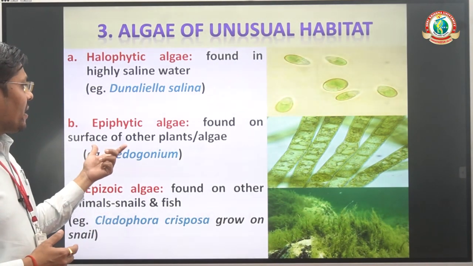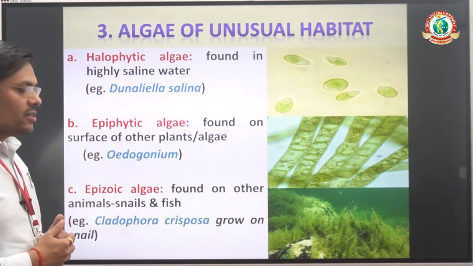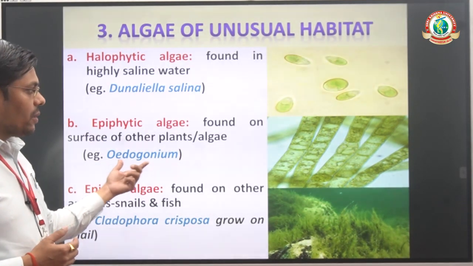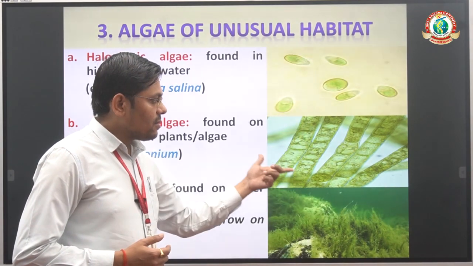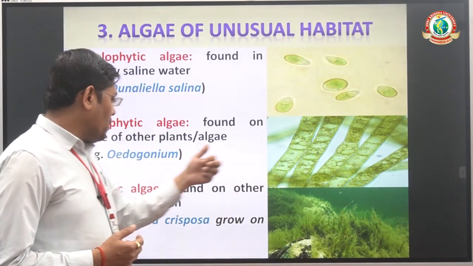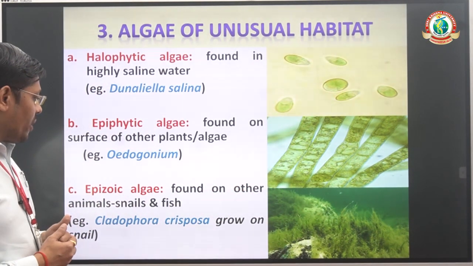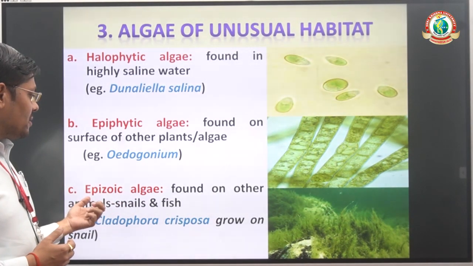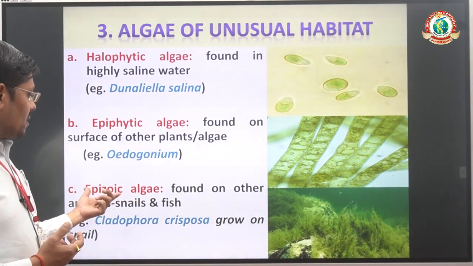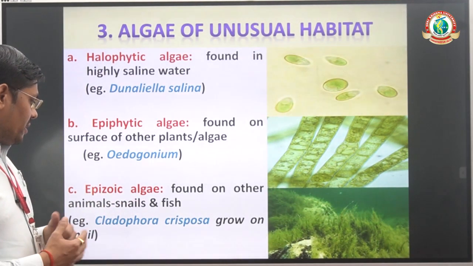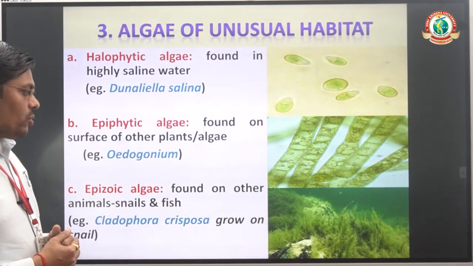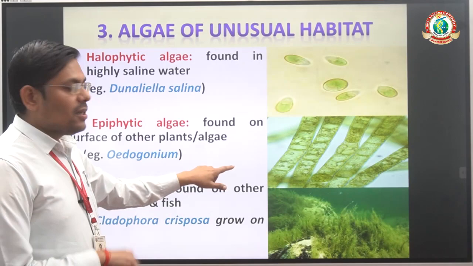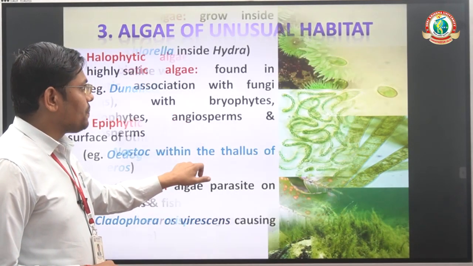And the epiphytic algae are the algae found on the surface of plants and some other algae. This is Oedogonium, which looks like a filamentous thallus. Next is epizoic algae. These are the algae found on snails and fishes. An example is Cladophora crispata, which grows on the snail. That is why it is an unusual habitat for these algae.